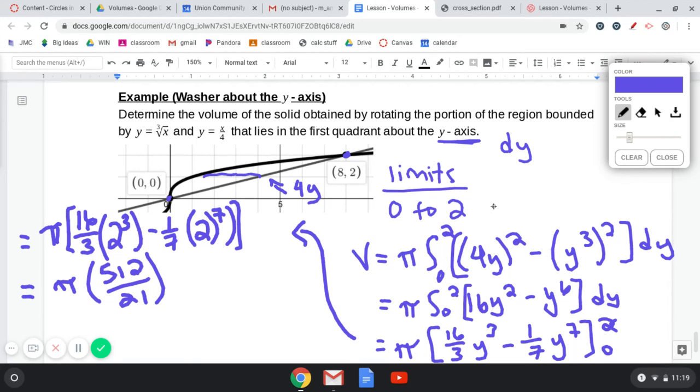So that's it for these washer problems, and that's actually it for solids of revolution.